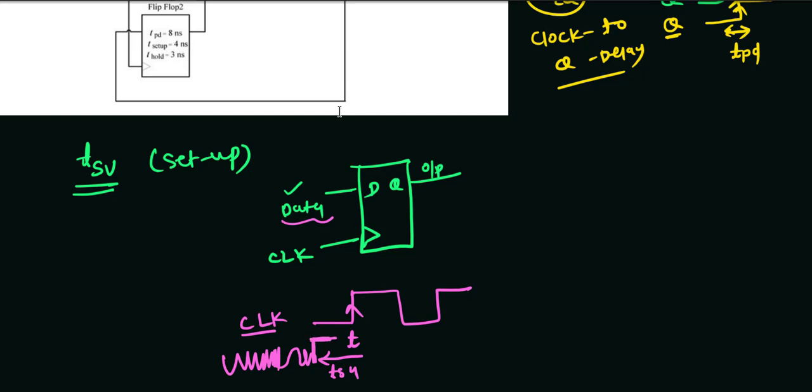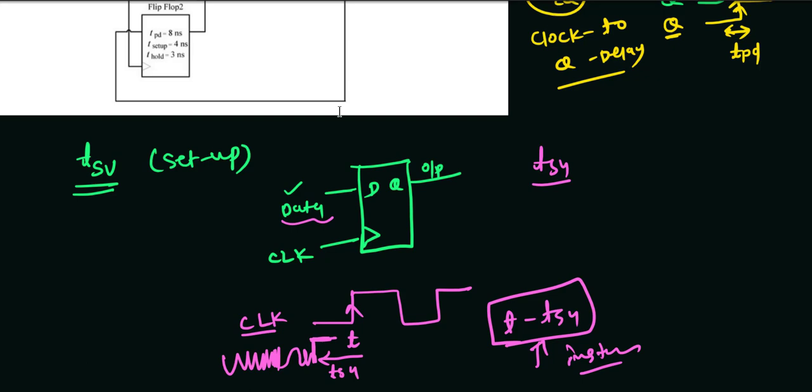So what the setup time says is, this is the time before the clock edge. At least t setup time before, my data should come and be stabilized there. So after this, let's say this is the t, so t minus t setup time before this is the instantaneous time.